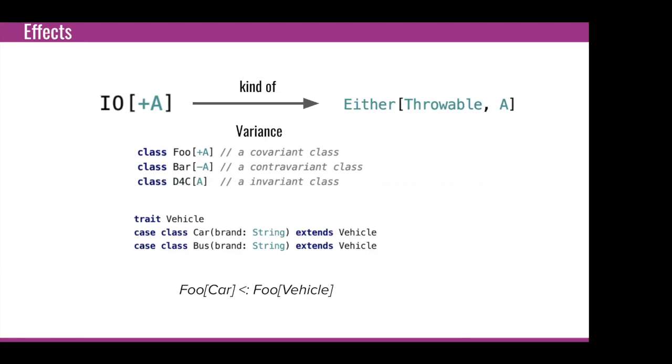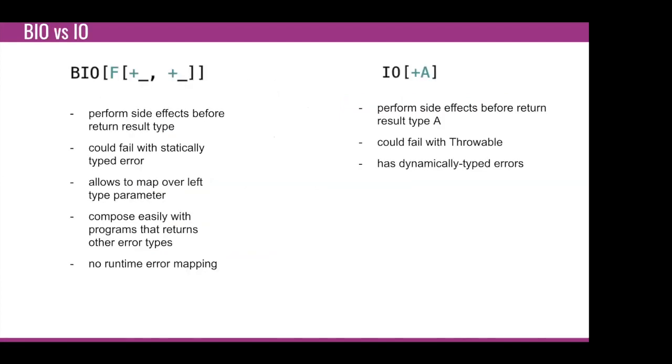Now let's talk about the difference between the regular IO and Bifunctor IO. So we already know that IO could fail with Throwable. Because of that fact, you have dynamically typed errors in your code base. So every time a computation fails, you need to perform pattern matching and decide what exact error type you have. On the other hand, BIO does pretty much the same as IO can, but it exposes the second error type parameter.